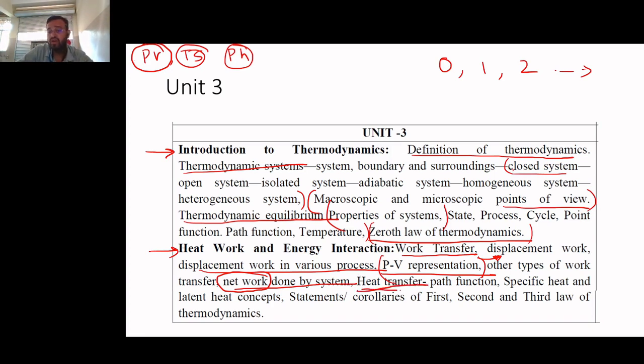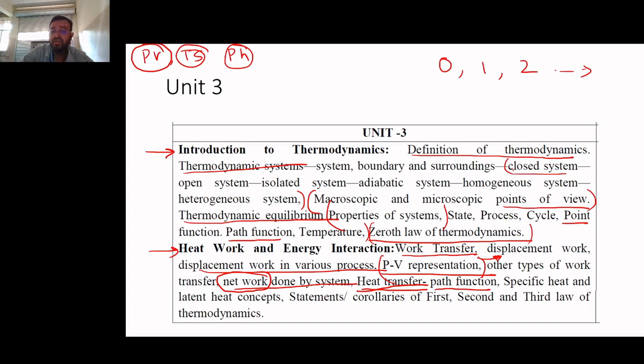We'll be defining what heat is. We'll be looking at how heat transfer occurs. Then we're also looking at something called path function. If you are already paying attention, you will know what path function is, or you will have covered a bit of path function in the previous section. So you'll be looking at heat transfer as a path function.